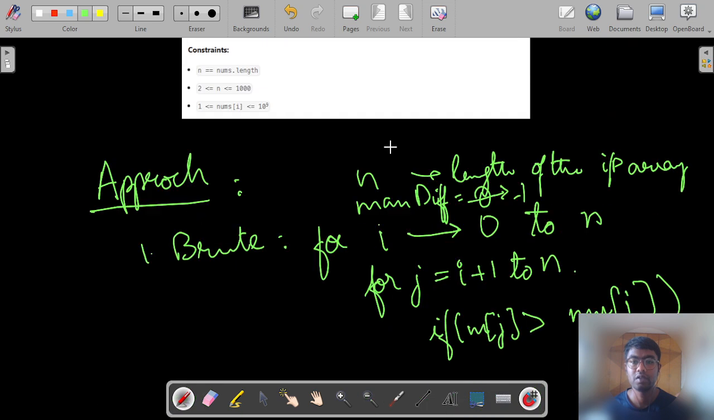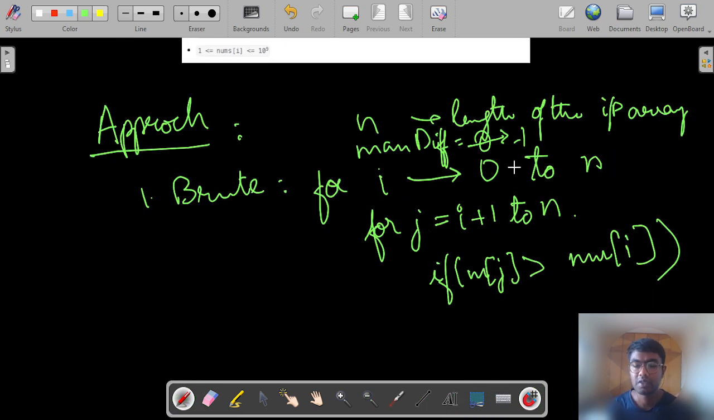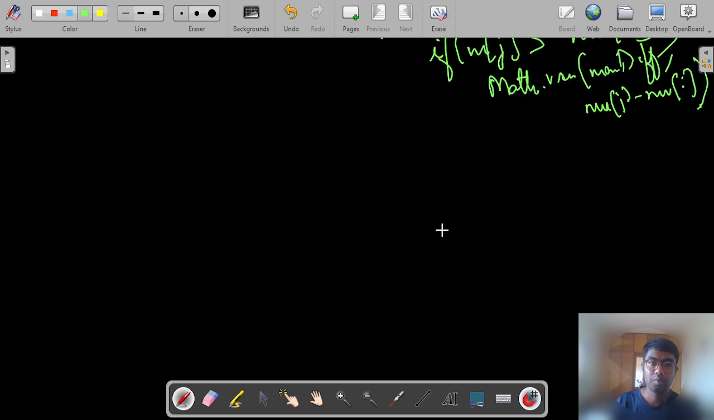So considering that statement, we can keep max difference as minus 1, and every time we can check max difference, comma, nums of j minus nums of i, right? So that's the whole thing, and then we can return. This would be time complexity of n into n and space complexity of 1.